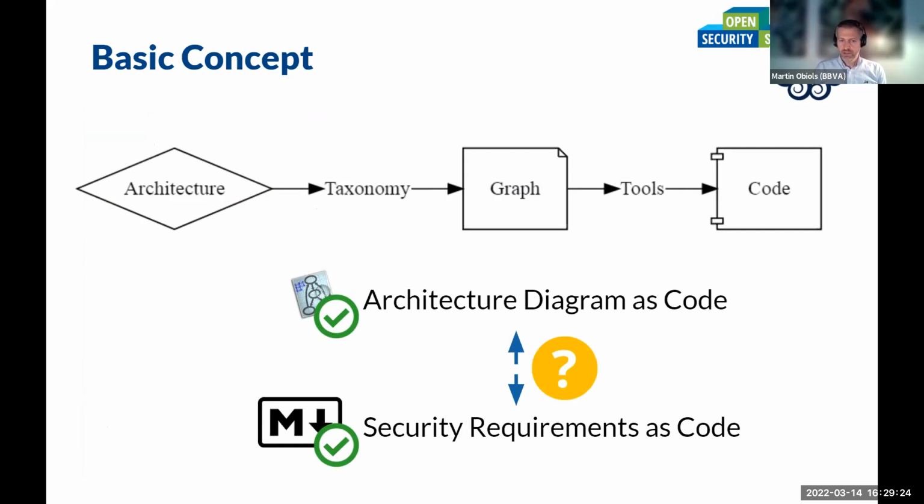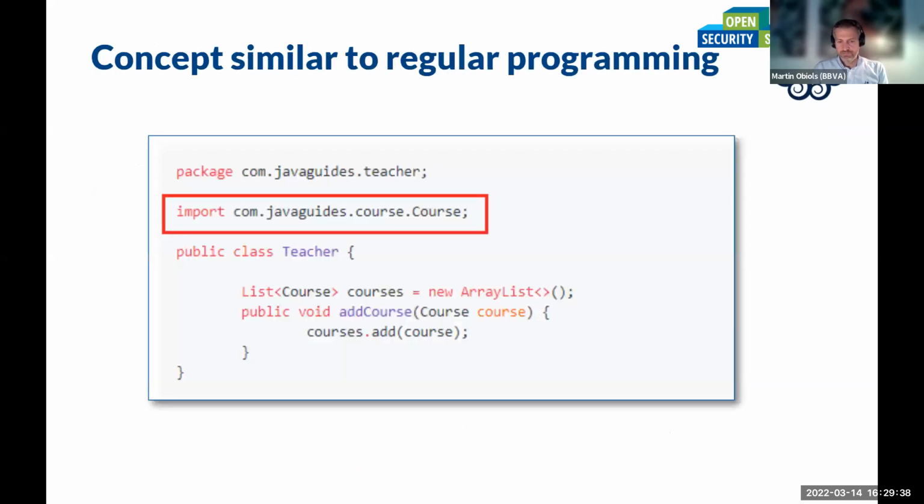Now the problem: how do we connect those? How do we make this dot file, a regular plain text file, connect to our security requirements in Markdown? How do we do that? This is where the magic happens. We leverage the concept of imports from other programming languages. For example, you have here a Java example. When you are writing software, if you need to connect your code with other code, what do you do? You import packages, you import libraries. So why don't we do that for our security requirements library?